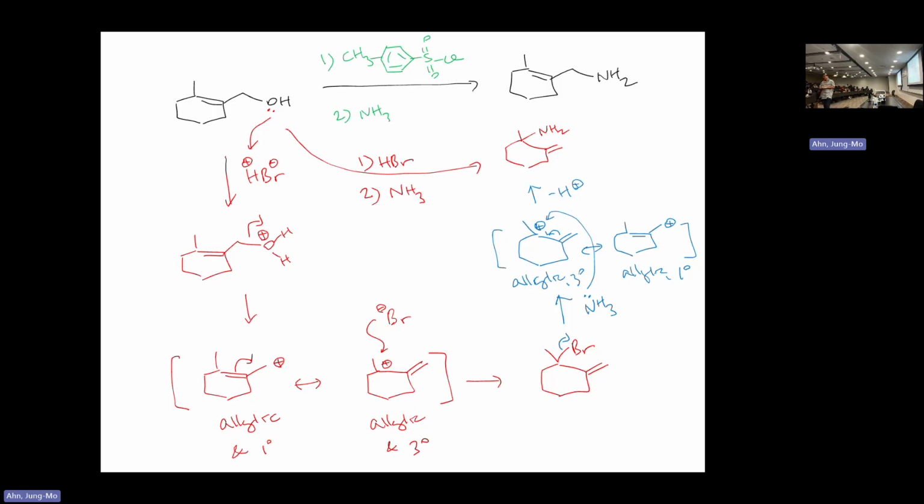It's all about the stability of the carbocation. Allylic and tertiary carbocations are more stable than allylic and primary carbocations. So this is the major species, and these are major contributors. Here are some minor contributors. More reaction is going to happen with this form than the other form.